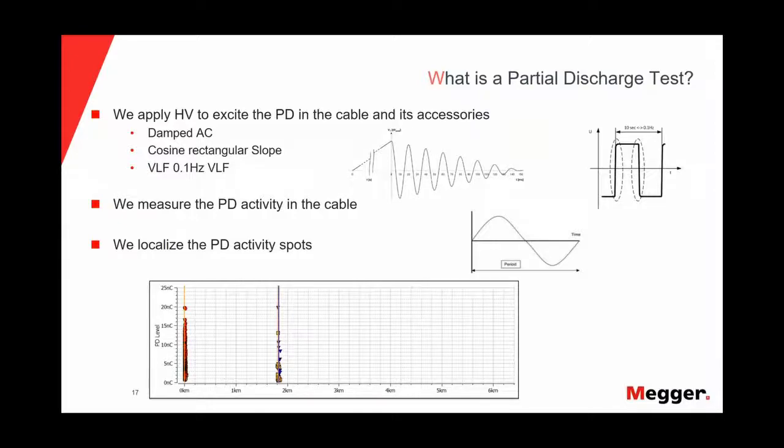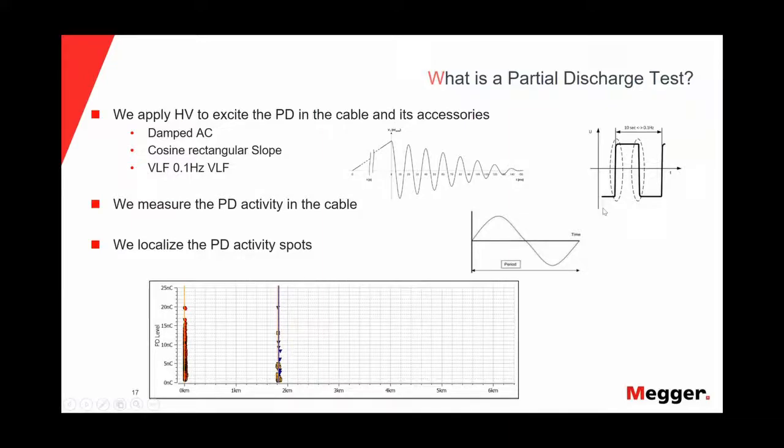So how do we do a partial discharge test? Well, we will apply a high voltage to excite the partial discharge in the cable and its accessories. We can use different wave shapes. For instance, we can use the damped AC. This is one of the wave shapes we can use. We can also use the cosine rectangular slope.